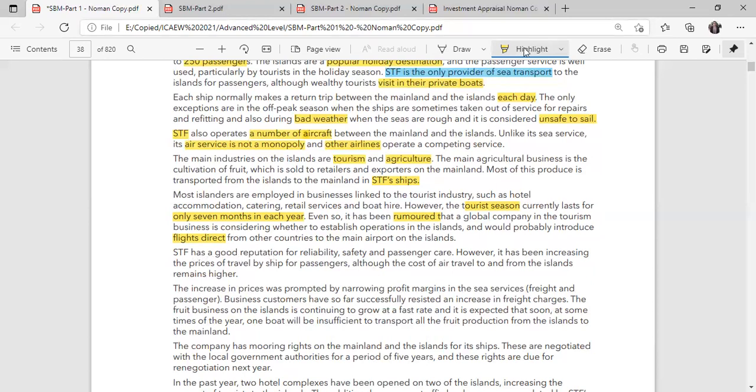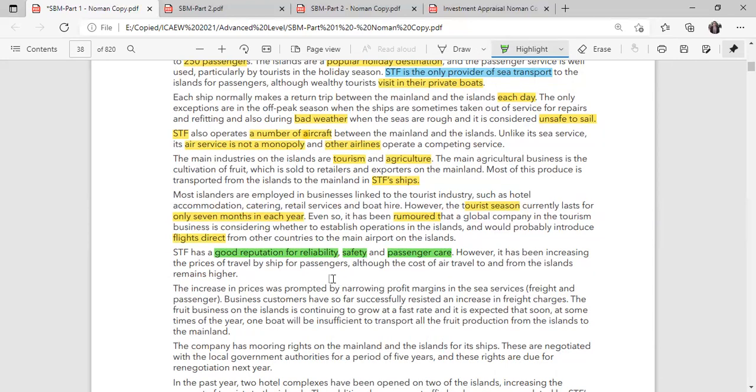STF has a good reputation of reliability. So that is something good for you, a good reputation for reliability. Obviously, you are traveling, so the important things will be reliability, safety, and passenger care because you are traveling through sea, anything could happen. So that is something good. So it's a strength basically. You can use your strength to attract more and more customers. So there could be a lot of good opportunities. You can advertise on this basis basically.